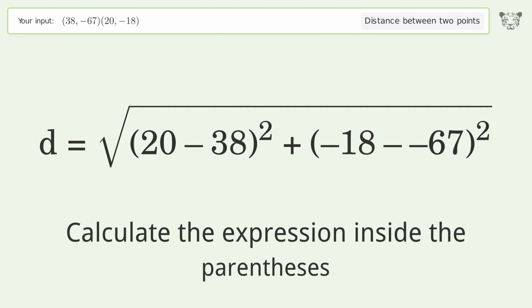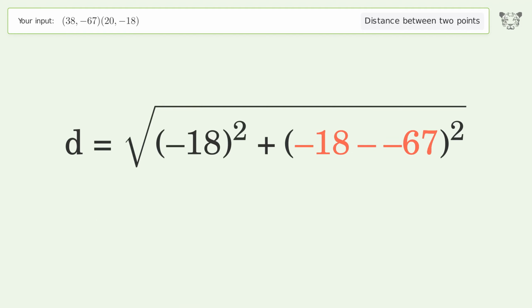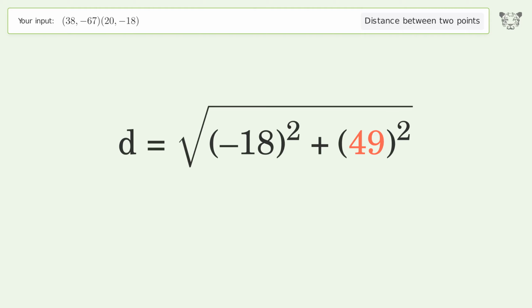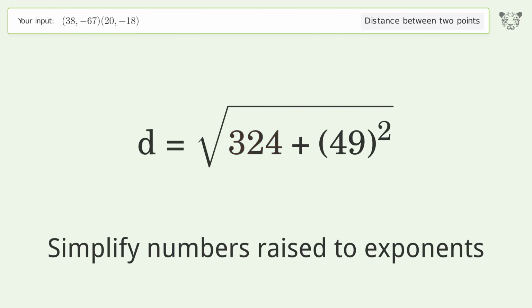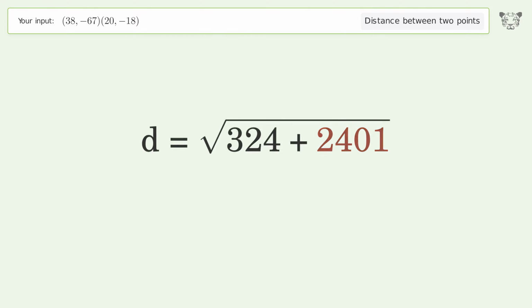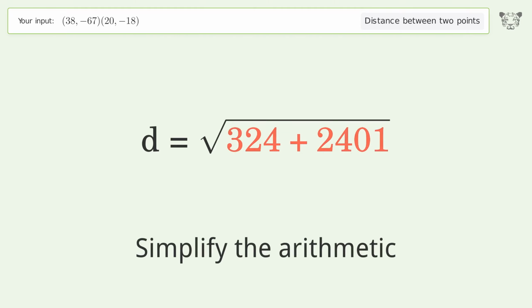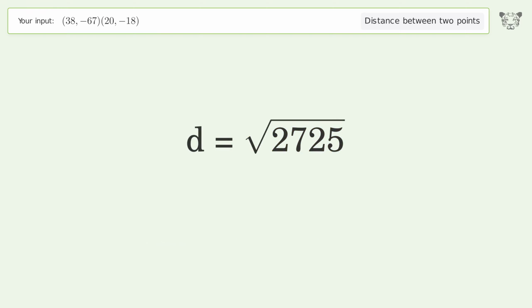Calculate the expression inside the parentheses. Simplify numbers raised to exponents. Simplify the arithmetic. And so the distance between the 2 points is the square root of 2,725 or 52.202.